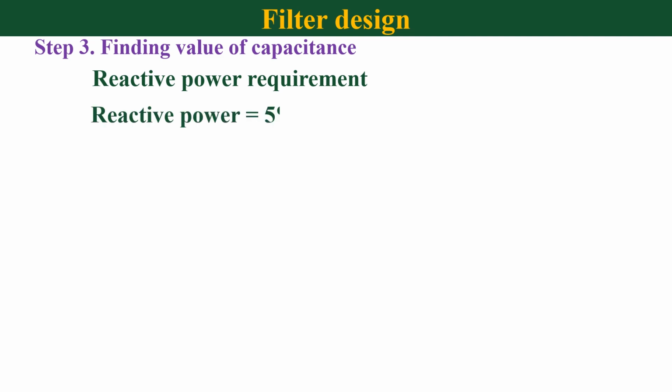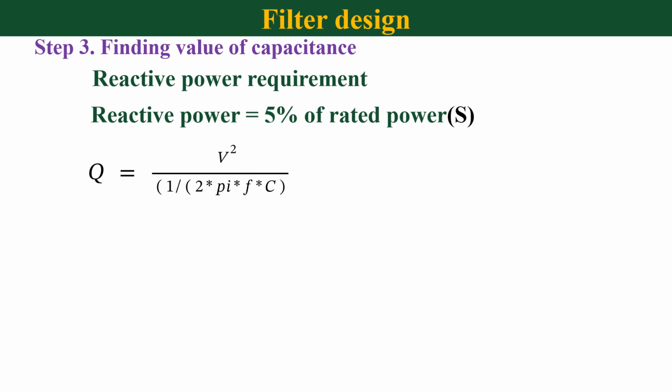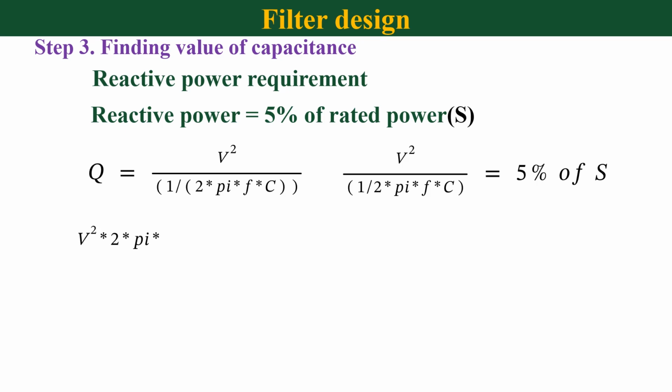The next step is finding the value of capacitance. The value of capacitance is chosen based on the reactive power requirement of the capacitor. As a thumb rule, reactive power absorbed by the capacitor is limited to 5% of rated power. We know that reactive power can be written as Q is equal to V square divided by (1 by 2 pi FC). Now apply the 5% condition, then V square divided by (1 by 2 pi FC) is equal to 5% of rated power. This can be rewritten as V square into 2 pi FC is equal to 5% of S. Therefore, C is equal to 0.05 into S divided by (V square into 2 pi F).